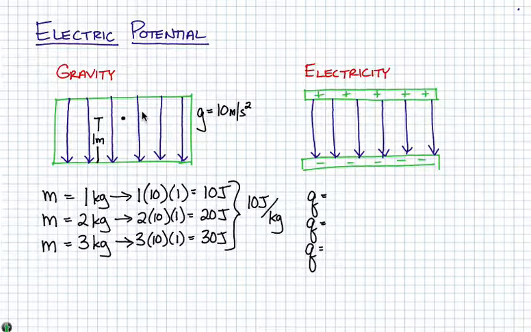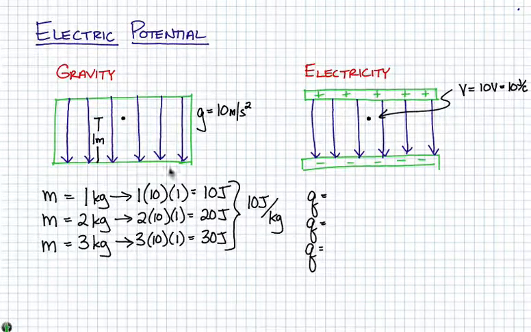It's important to realize that it's the location we're talking about when we talk about potential, as opposed to the actual mass when we're talking about potential energy. The same applies over here. If I were to take a charge here, very similarly, just like this gave me 10 joules per kilogram, let's say the voltage here, which measures our electric potential, is 10 volts. Well, that's the same as saying 10 joules per coulomb.